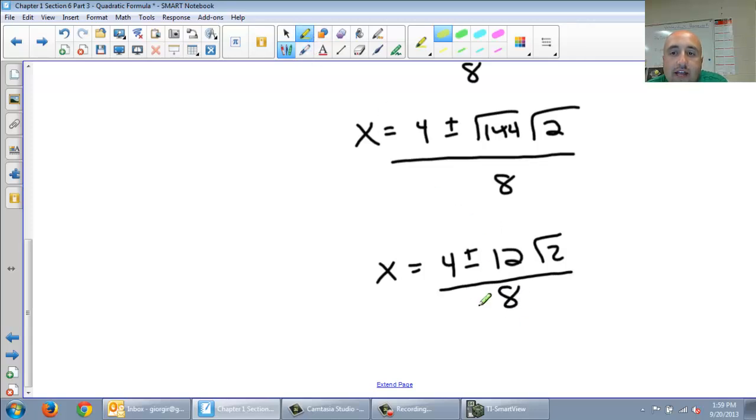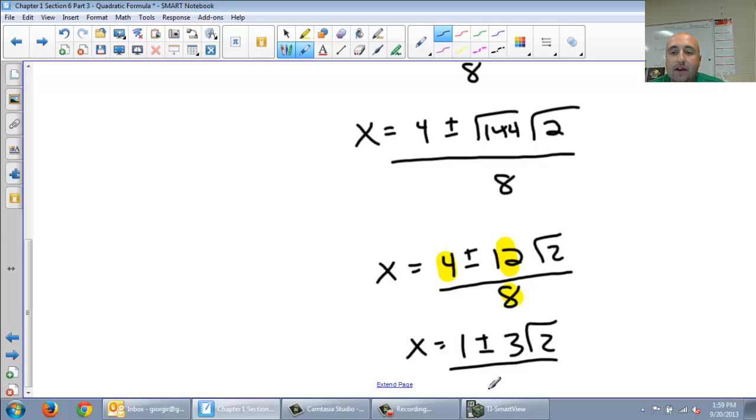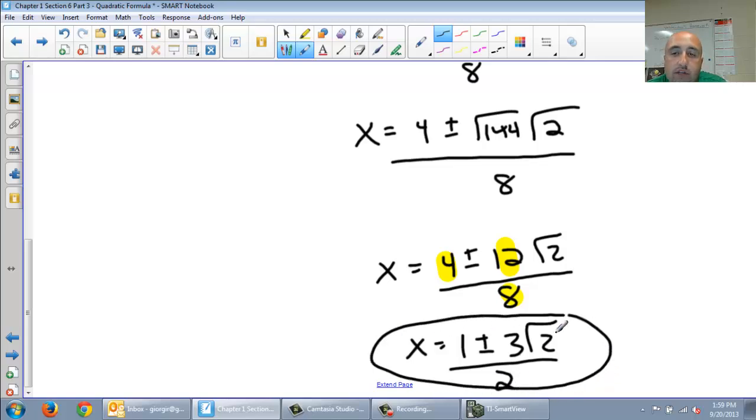Once again, I notice that 4, 12, and 8 can all be divided by 4. So X equals 4 divided by 4 is 1. You have to put the 1 there. You can't leave it out. 12 divided by 4 is 3. And 8 divided by 4 is 2. And there we go. Everything has been simplified. So X equals 1 plus or minus 3 root 2 all over 2.